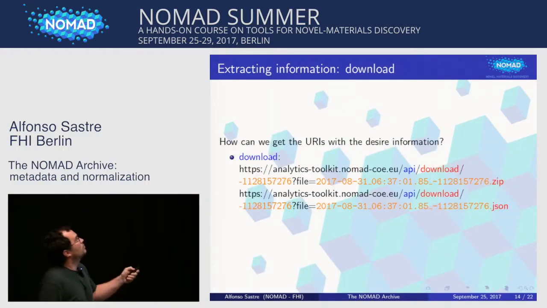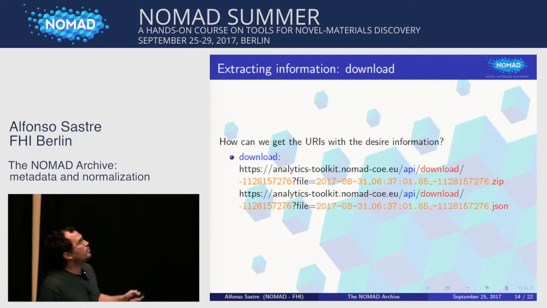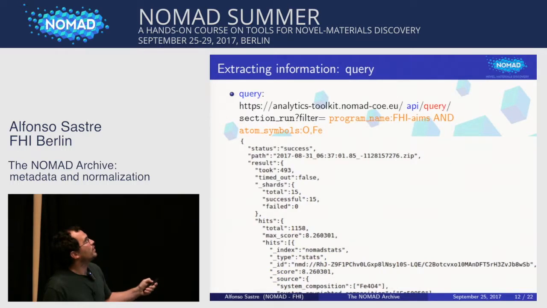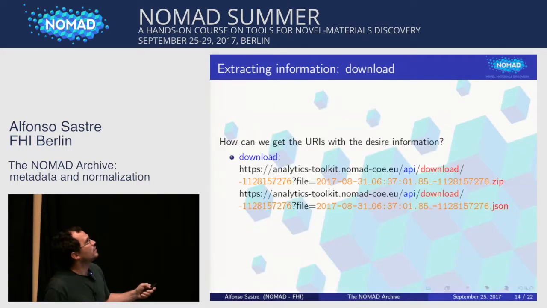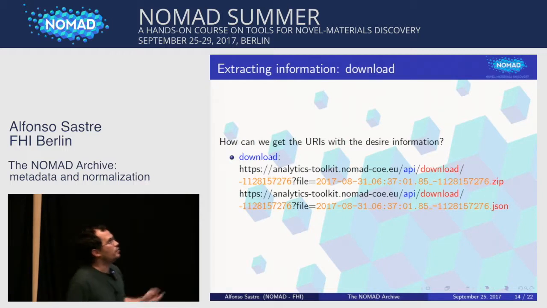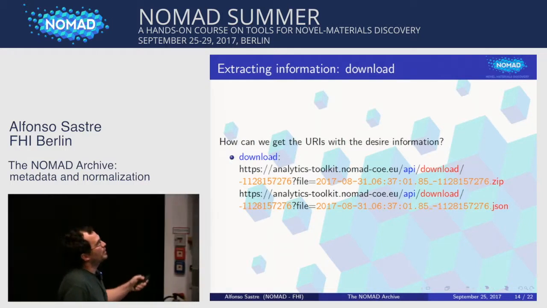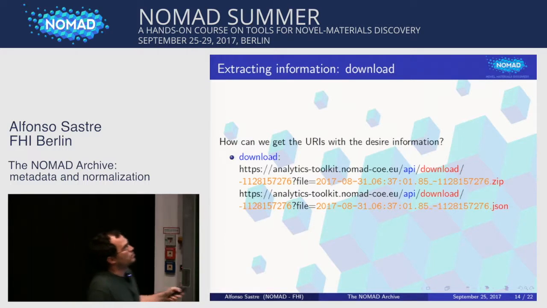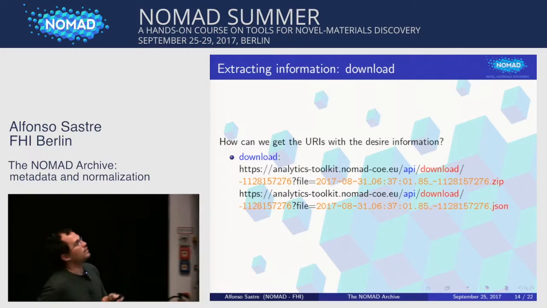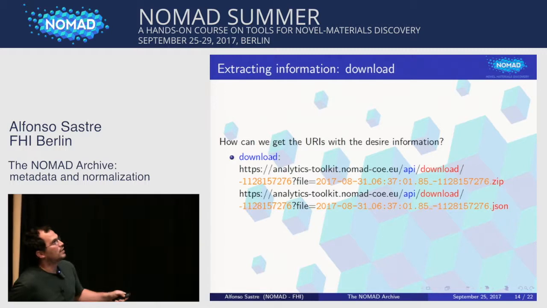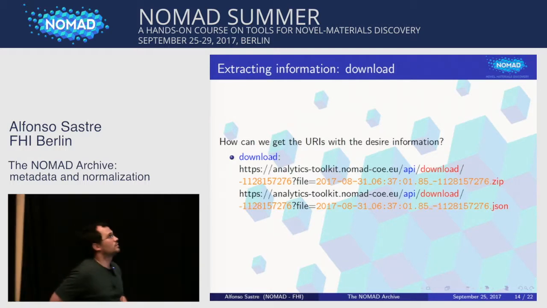Then you can go to the download service. You write the same, you write download, and you just write the name of the file that appears here. You can download the zip that gives you all the URLs, or, if you have access to the NOMAD data, you can also download in JSON format, and then you have access directly to the data.